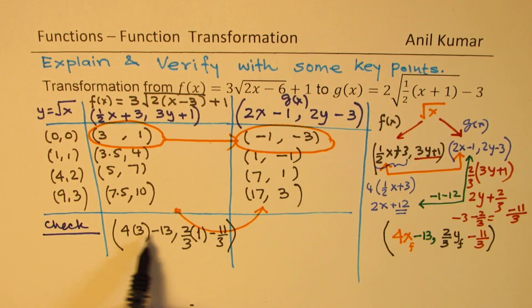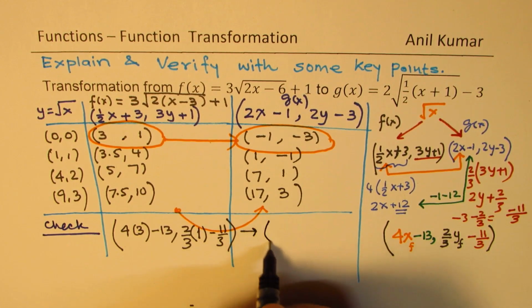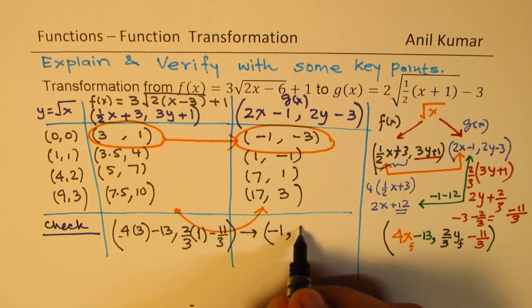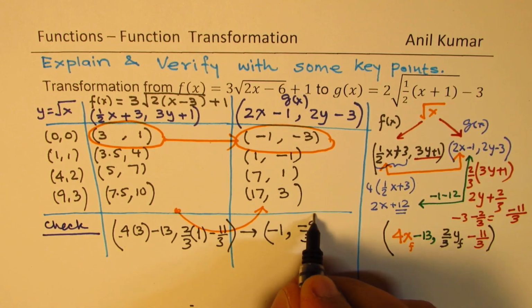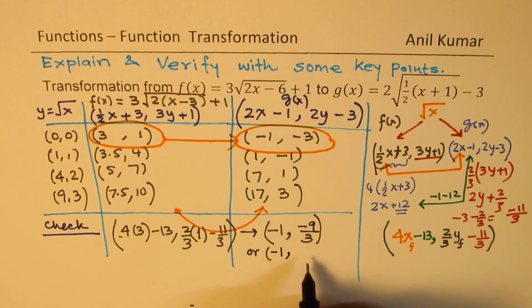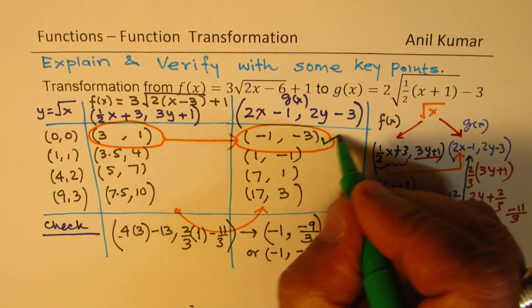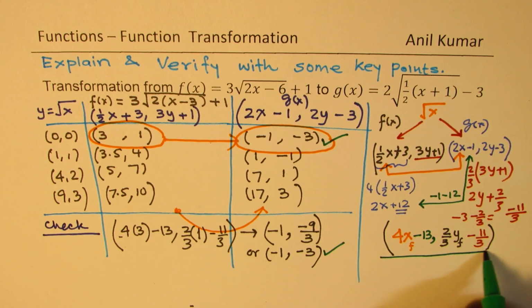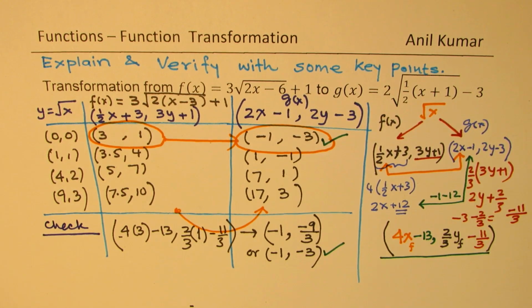So 12 minus 13, what do we get? 12 minus 13 is minus 1, and here 3 is the common denominator. So when you take away 2 from minus 11, you get minus 9 over 3, which indeed is minus 3, or you could write this as minus 1, minus 3. Do you see this? So it matches. And therefore, this particular transformation which we wrote is perfectly fine. You get the idea, right?